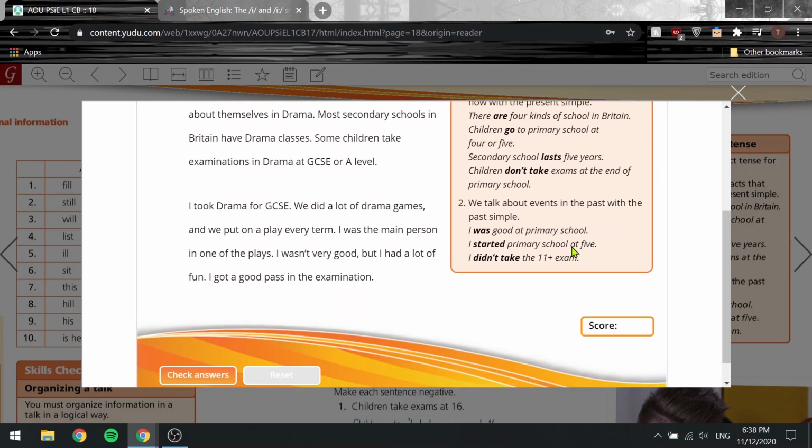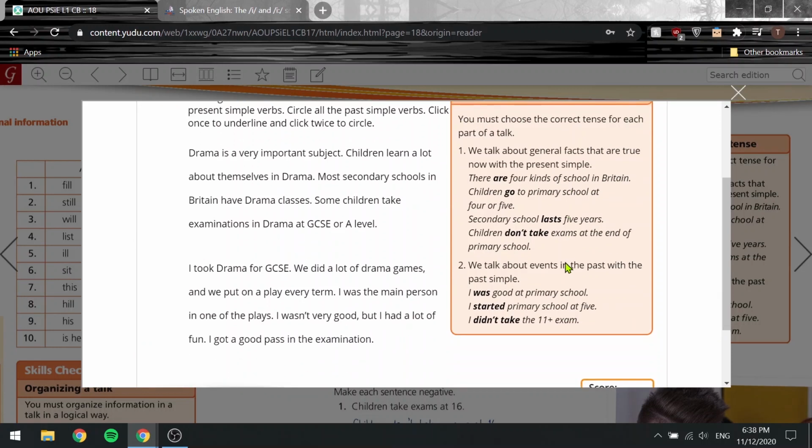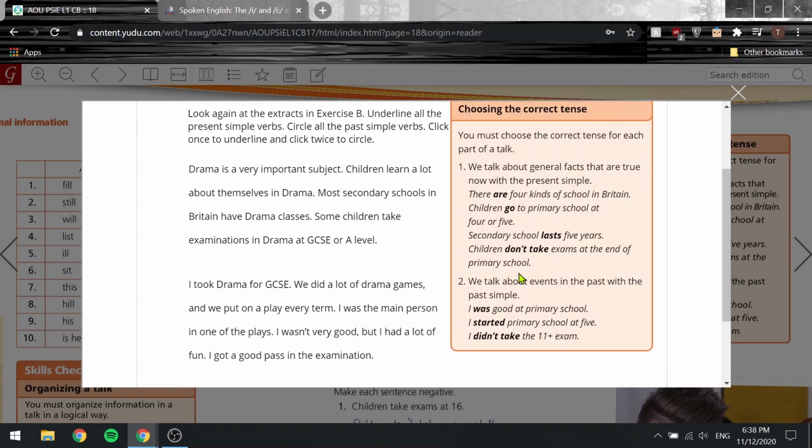But when I'm talking about events that happened in the past, I can't use the present simple because, well, it's used for the present. So I'll switch that to: is becomes was, are becomes were, start becomes started, didn't take instead of take, for example. All of these, had, wasn't, got, all of these are examples of the past simple, and we'll go over these in a second as well.